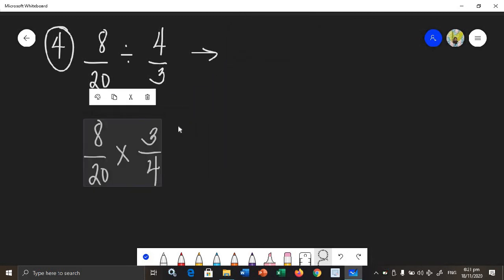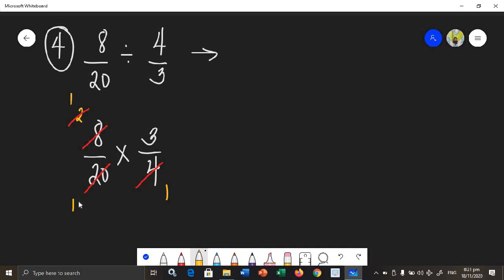Okay? And then we will cancel out numbers with the common factor. So here I can cancel out 8 and 4. The common factor is 4. So 4 divided by 4, that is 1. 8 divided by 4, that is 2. I can still cancel 2 and 20. So the common factor is 2. 2 divided by 2, that is 1. 20 divided by 2, that is 10. And then there's no more to cancel out.